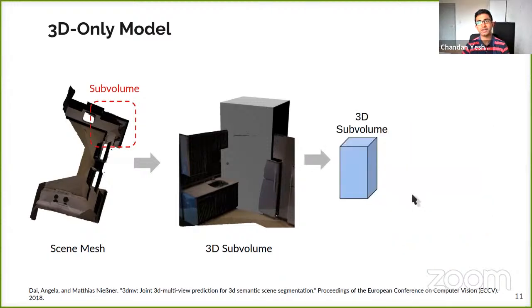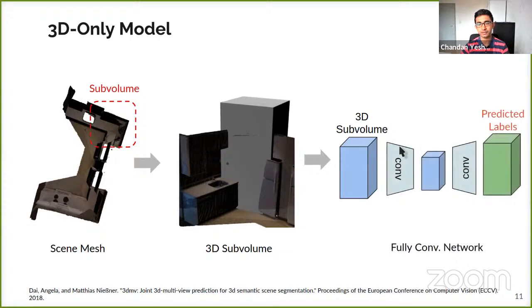And now we want to predict the labels for each of these voxels. So what we do is we take the subvolume and then apply a 3D convolution on this, which is possibly the simplest method that we can do here. This is a 3D U-Net kind of downsampling and upsampling architecture, where we can get a predicted volume which has labels directly from the subvolume. This is one of the methods that was used in the original ScanNet paper and in this more recent paper called 3DMV.